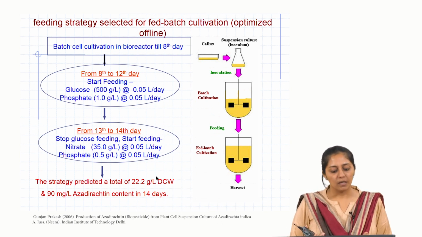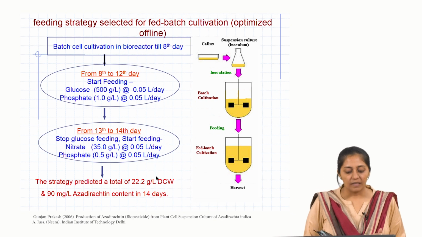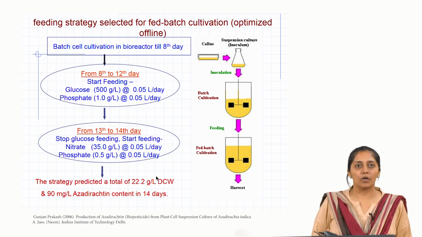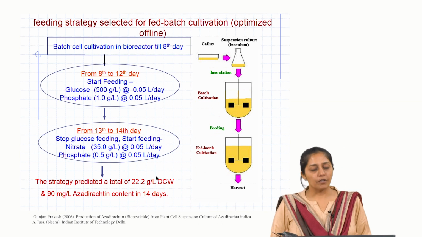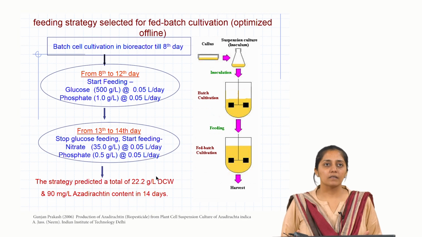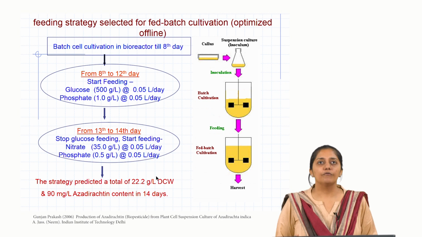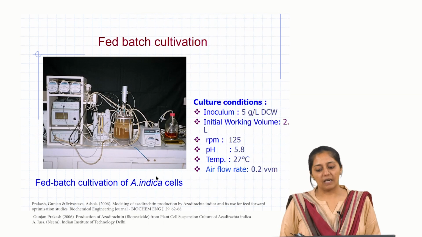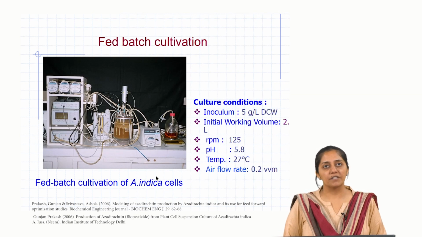So, if you notice, the glucose feeding was stopped, the phosphate feed concentration was reduced, and the nitrate feeding was started. This strategy, as predicted by the model, gave a total of nearly 22 grams per liter of biomass and 90 milligrams per liter of azadirachtin in 14 days. So, these were the conditions which were used for the fed batch cultivation, and then the fed batch cultivation was experimentally validated.